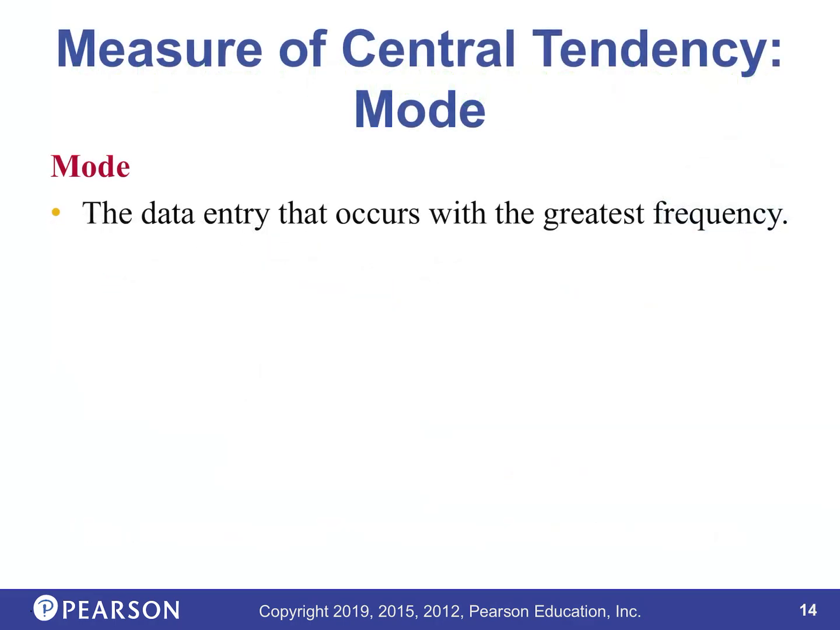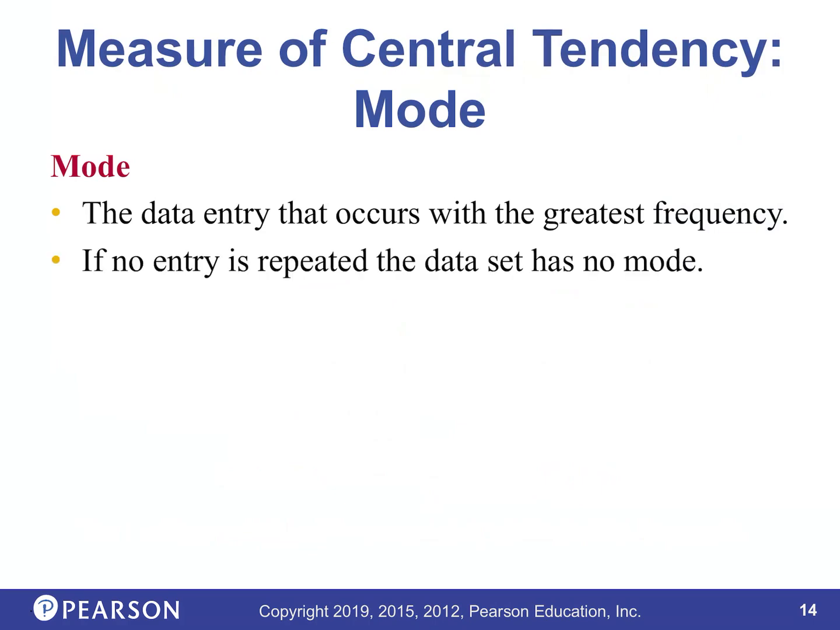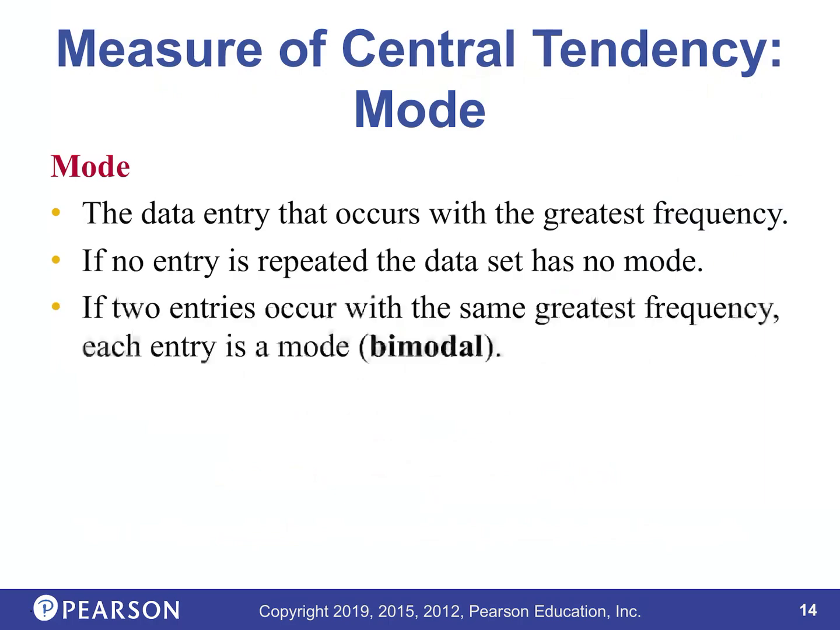Mode. This is my favorite. The mode is the data entry that occurs with the greatest frequency. If no entry is repeated, the data set has no mode. If 2 entries occur at the same greatest frequency, each entry is a mode. This is said to be bimodal because there's 2 modes. So in general, it is a data entry that occurs with the greatest frequency.